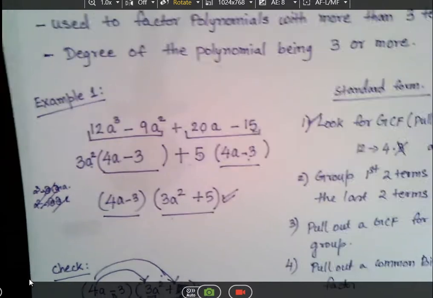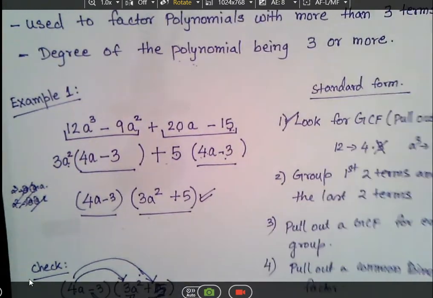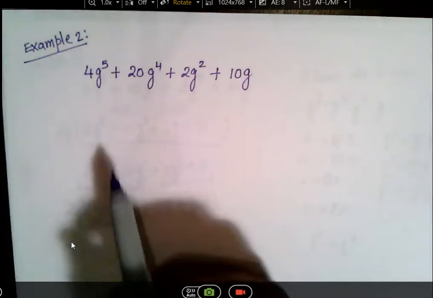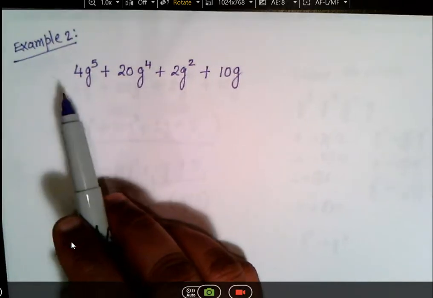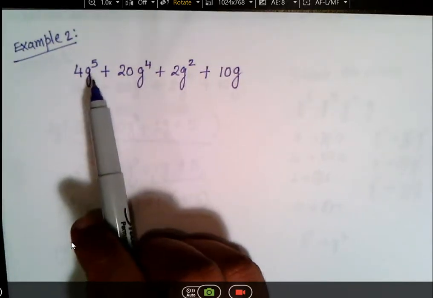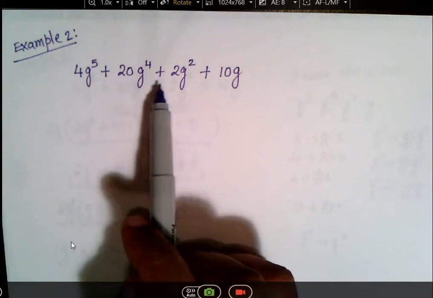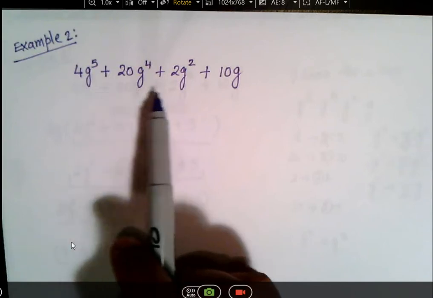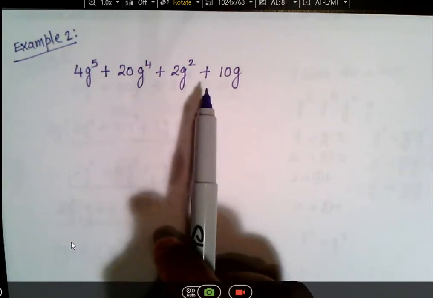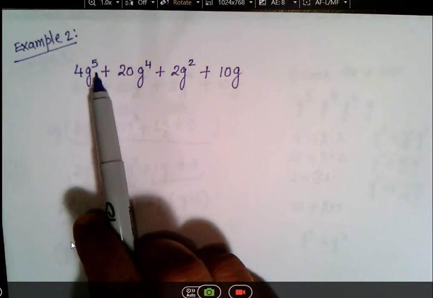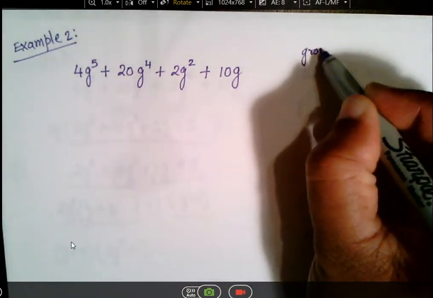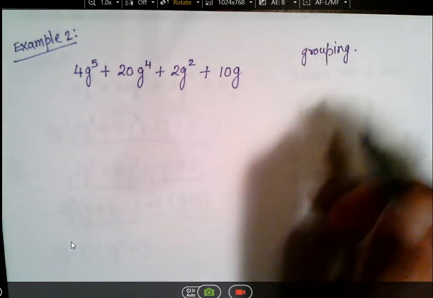Okay, so this is factoring by grouping. I'm going to do one more problem where we have to factor out a GCF. 4g to the power 5 plus 20g to the power 4 plus 2g squared plus 10g. I'm seeing that this polynomial has more than 3 terms and the degree is more than 3 also. So I'm going to be using the grouping method, or grouping technique, to factor my polynomial.